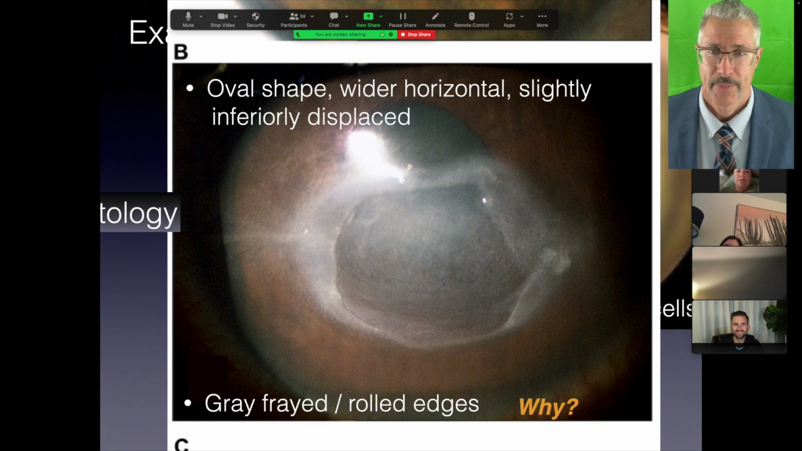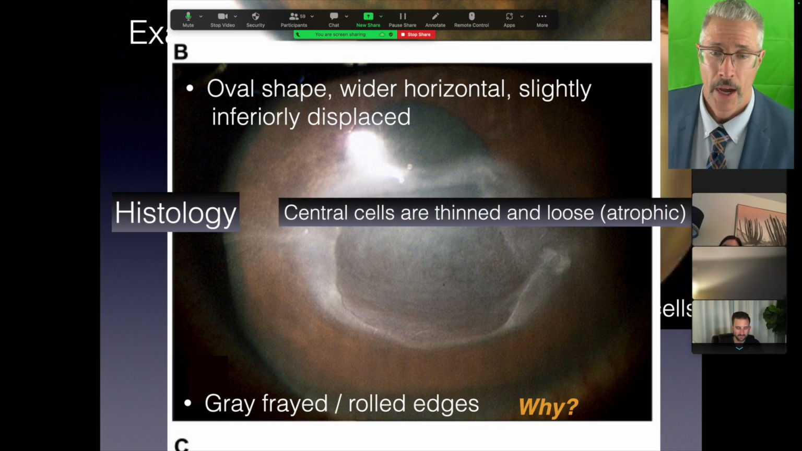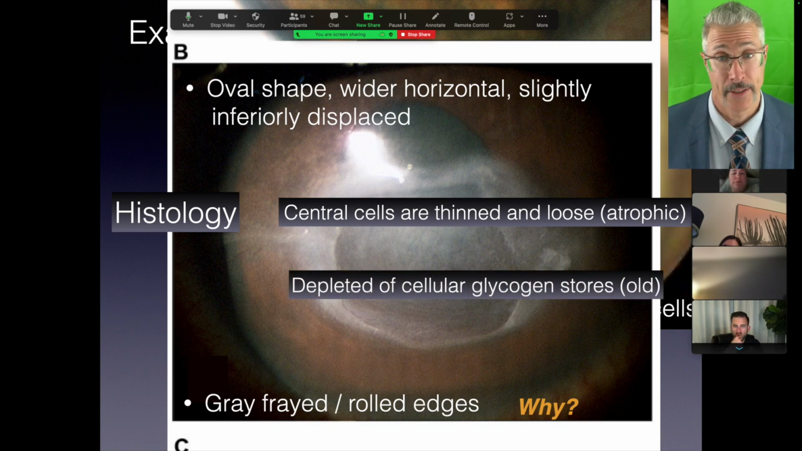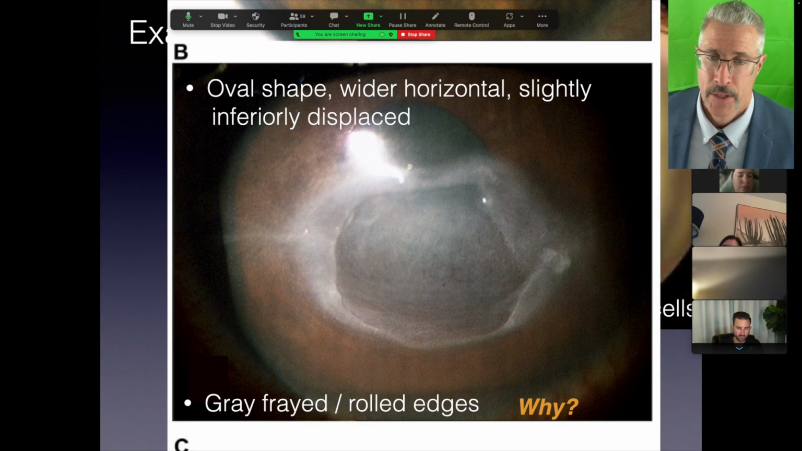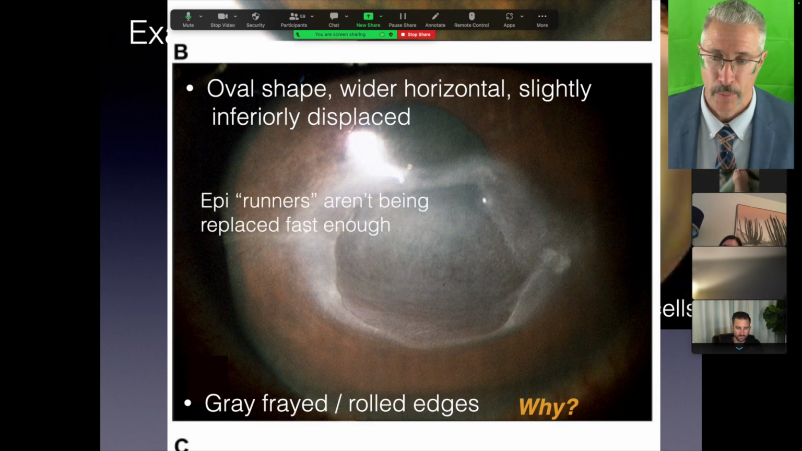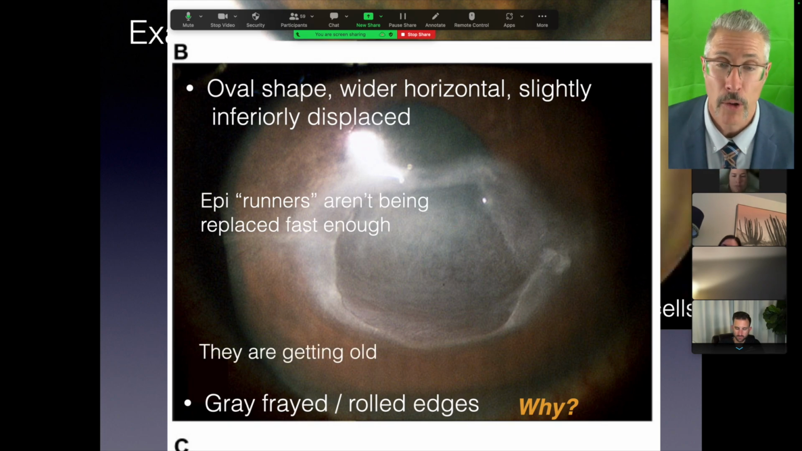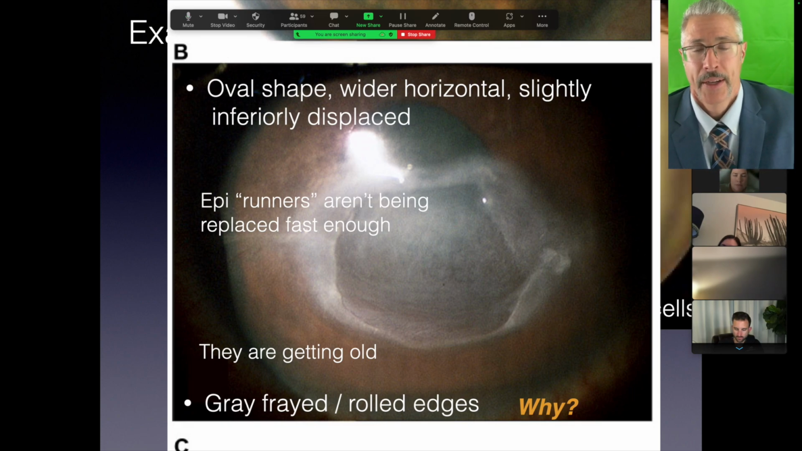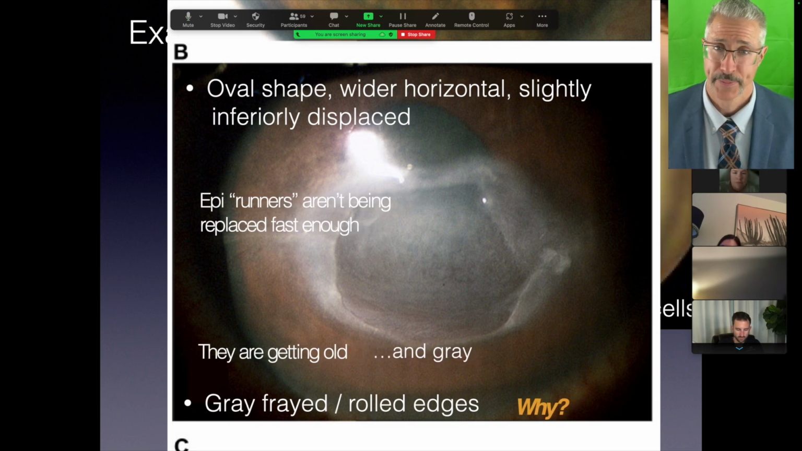So on histology, you might see that they're getting thin and sickly, and they have depleted glycogen. Remember, they just got to take their energy from the limbus and bring it all the way. So they're getting old, out of energy, and they're breaking down. These runners are not being replaced fast enough. They're just sitting there waiting for the replacement to come, and it's not coming. So they're getting old and gray. That is beating it into your head, isn't it?